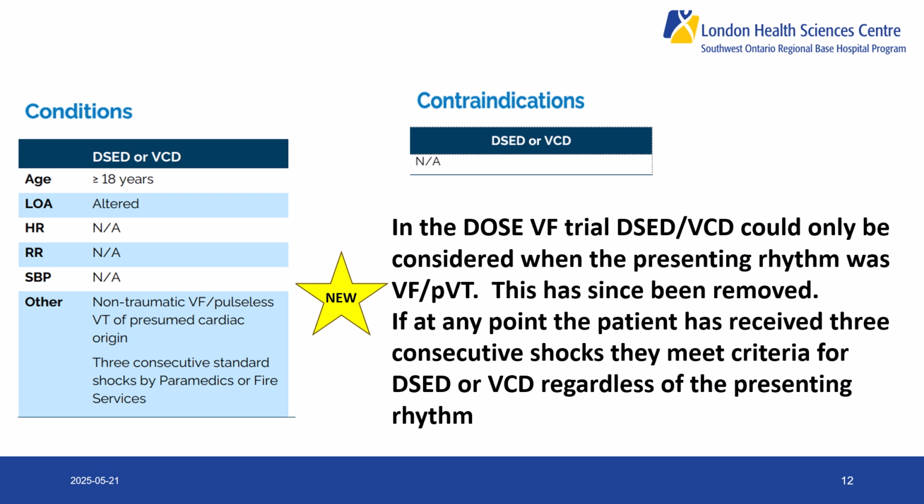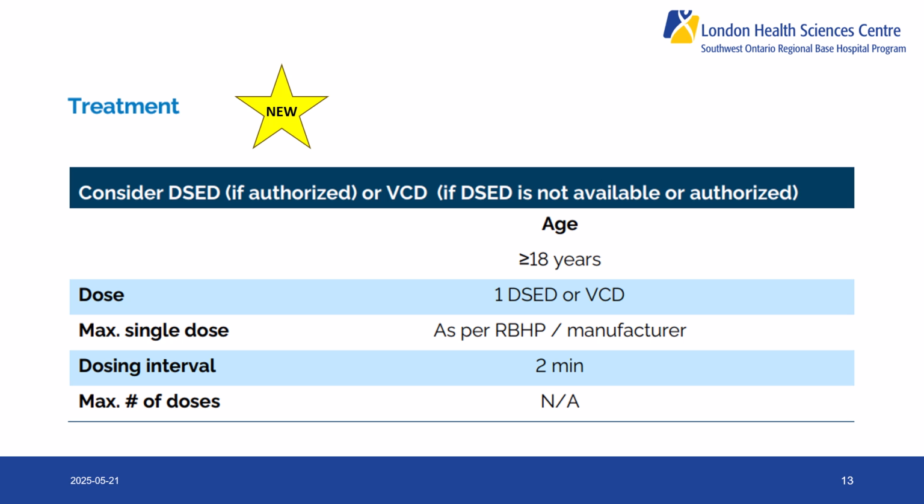There are no contraindications to double sequential or vector change defibrillation. Treatment outlines a vector change defibrillation occurring at 2-minute dosing intervals. This aligns with the AHA standards of cardiac resuscitation.